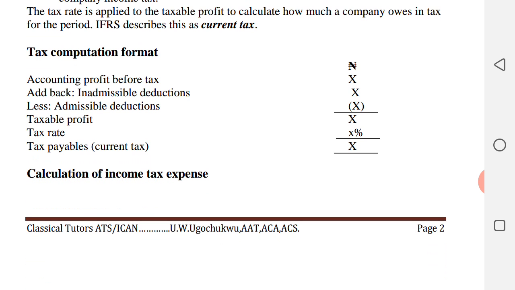Then you now have your current tax, which is the tax payable. Now you have your current tax. This is what will debit profit or loss and credit the statement of financial position.